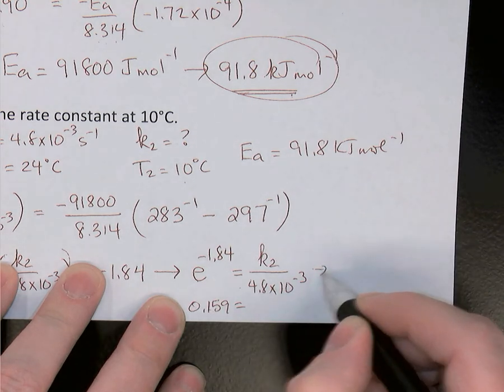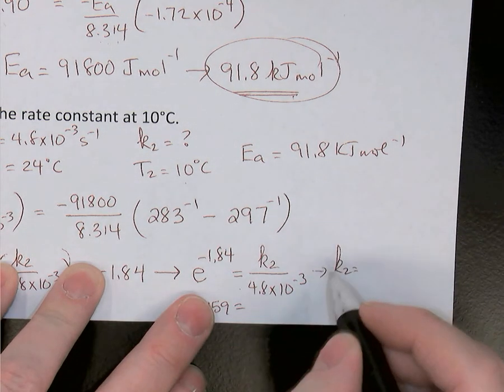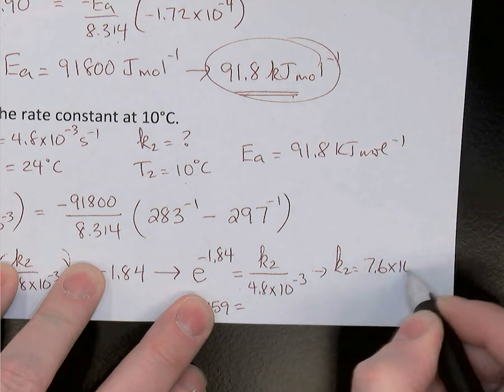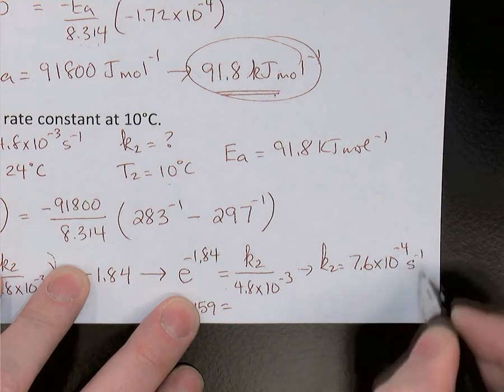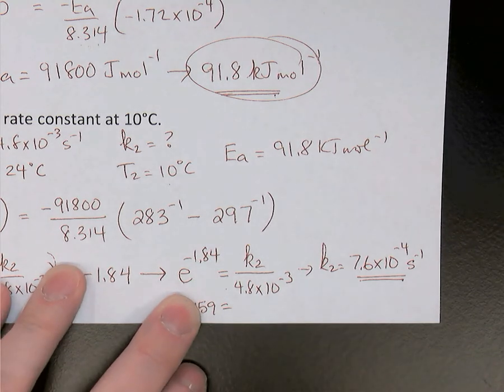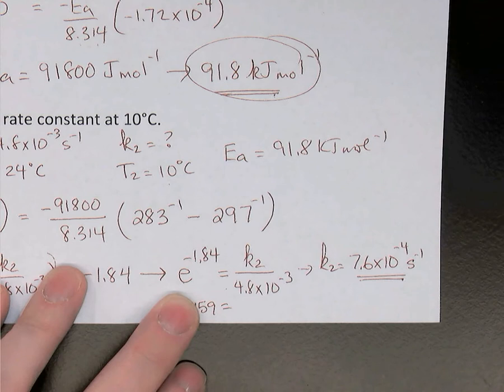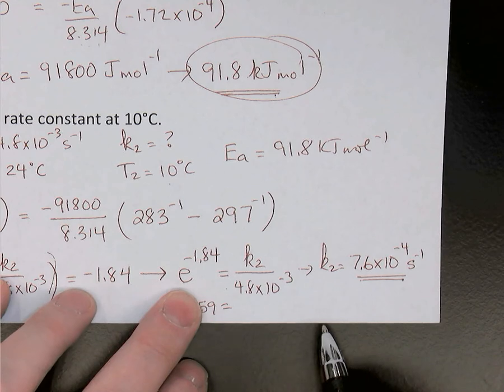So to find K2, I'm just going to multiply 0.159 by 4.8 times 10 to the minus 3. So K2 will equal 0.159 times 4.8 times 10 to the minus 3. So 7.6 times 10 to the minus 4. The units for K will be the same as they were in the data table, which were per second. Now, is the answer reasonable? Since this is slightly lower temperature, we expect it to be a slightly lower value of K, and sure enough, it is. 7.6 times 10 to the minus 4 is just a little bit less than the 10 to the minus 3s that we were getting at the higher temperatures.